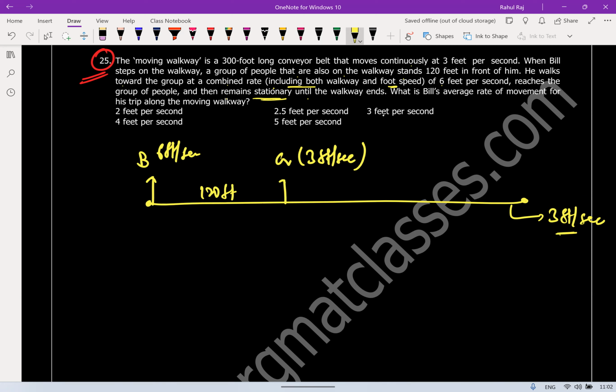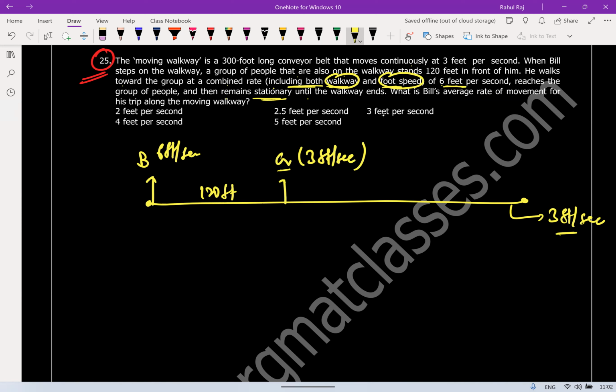And this 3 feet per second is also added in Bill's speed. See here, 6 feet per second includes both the walkway plus Bill's foot speed. So if you consider the group of people's speed as 0, you will have to consider Bill's speed as 3, not 6. Because Bill's speed is what? Walkway speed plus foot speed.